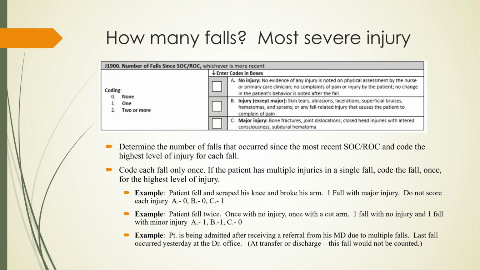Okay. And now we have a patient that fell twice, so we have to account for 2 falls. He fell once with no injury and once he had a cut arm. So we're going to score that one. In A, we're going to put a 1 because he had 1 fall with no injury. B is going to be 1 because he had 1 fall with a minor injury. And C is going to be 0 because he didn't have any falls with major injuries. So it's going to be 1, 1, 0.